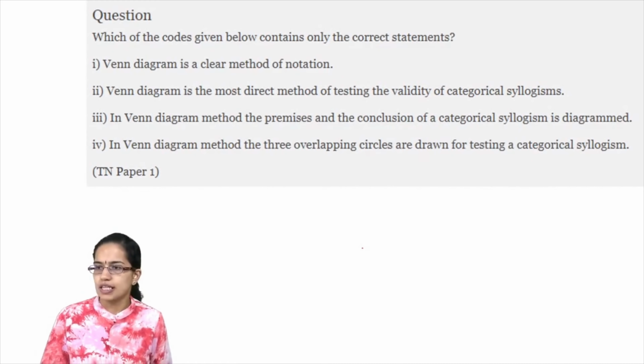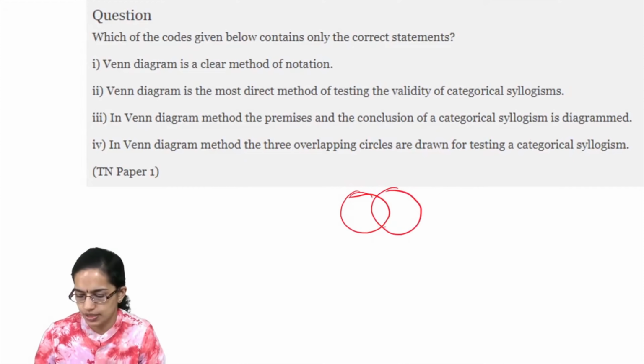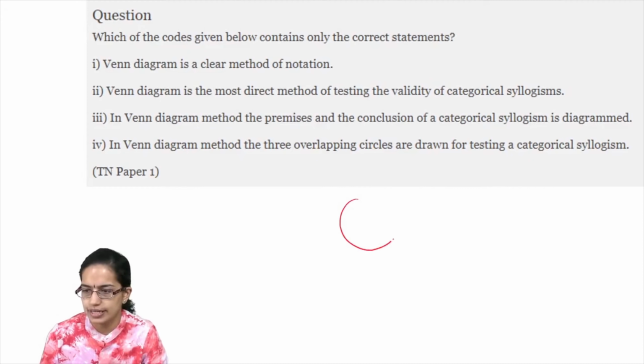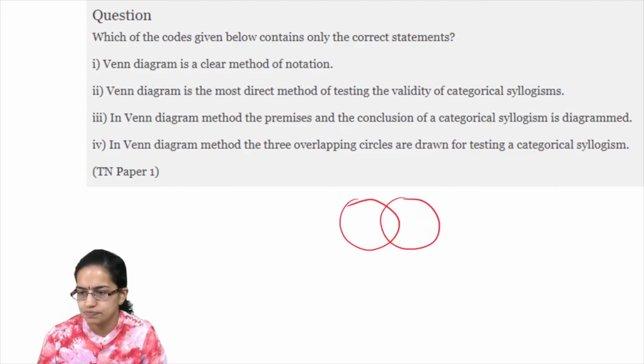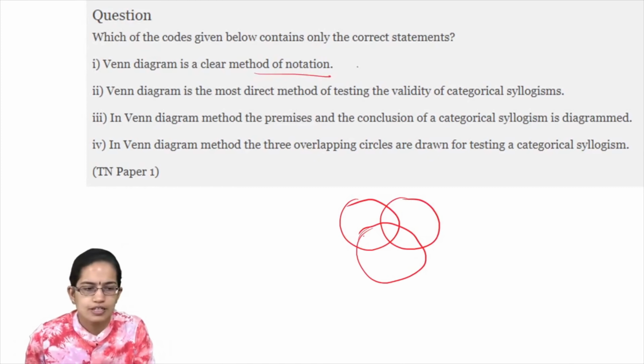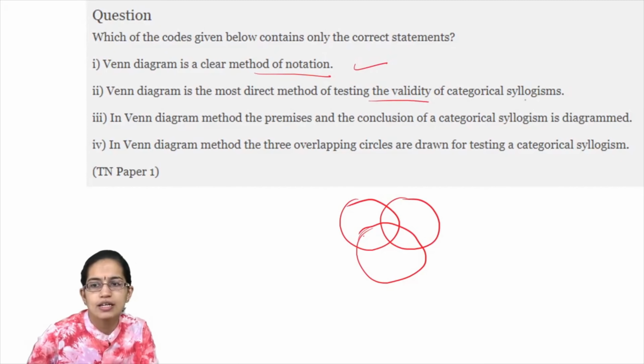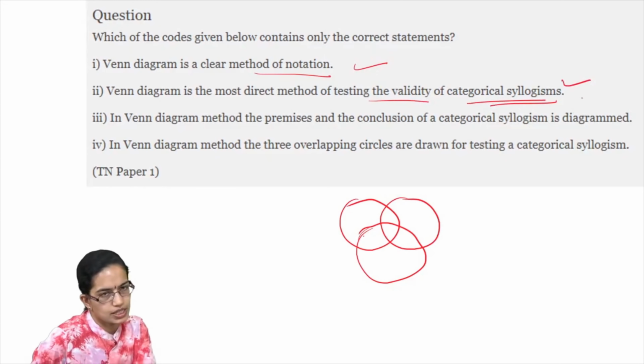Which of these statements are correct? Now, Venn diagrams. Venn diagrams are what you use in syllogism problems. So you have a kind of three Venn diagram that we talk about. Okay. Now here, Venn diagrams are a clear method of notation, correct. Venn diagrams are most directly used for testing categorical syllogism, again correct.